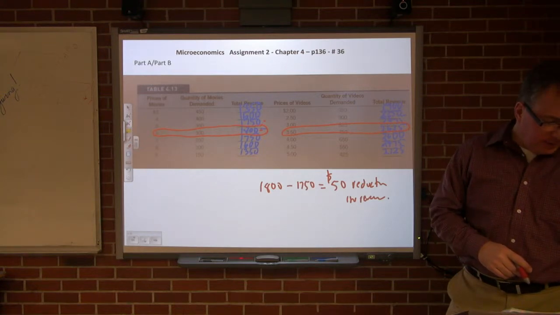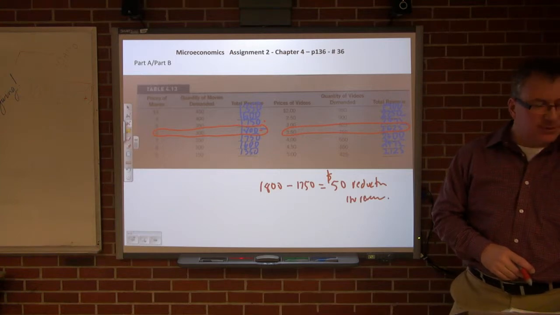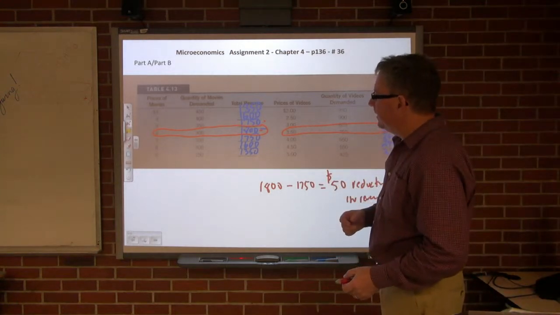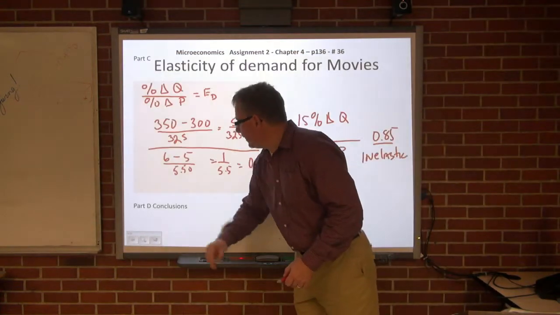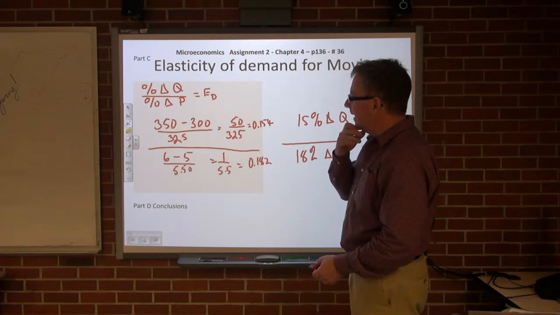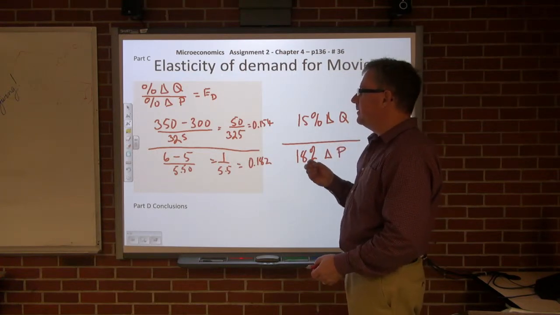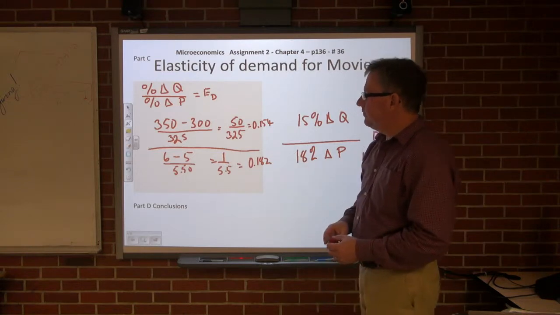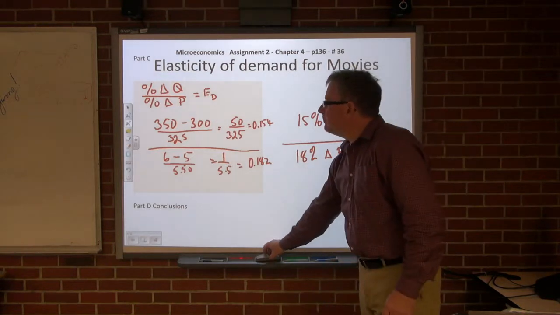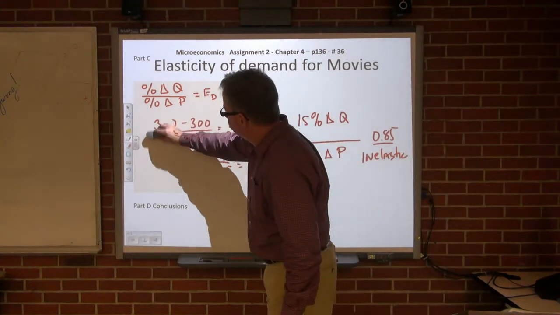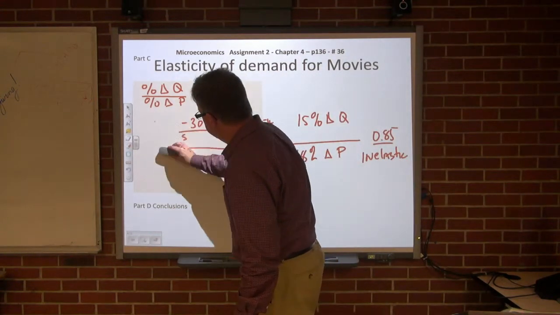The next part of the question says, well, what's the deal from $6 to $7? What is the elasticity there? So again, we can take a look at that. We do exactly the same thing, but in this case it's from $6 to $7. So we use the same basic formula here. And I'm just going to erase this now, okay, so just erase this out.